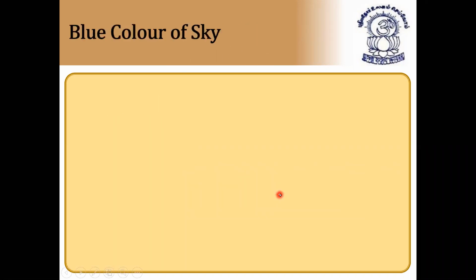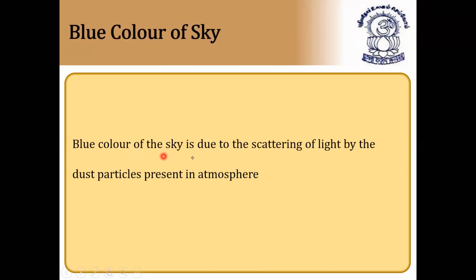The blue color of sky is due to the scattering of light by the dust particles present in the atmosphere. That is nothing but the Tyndall effect. In nature, we can say it is nothing but scattering of light. That is nothing but what? Tyndall effect. So when sunlight is incident on the dust particles in the air, what happens?